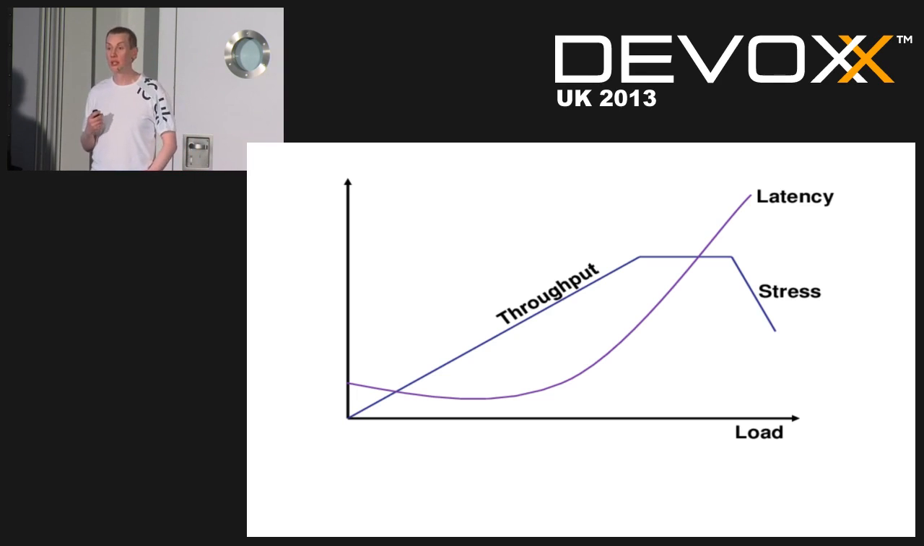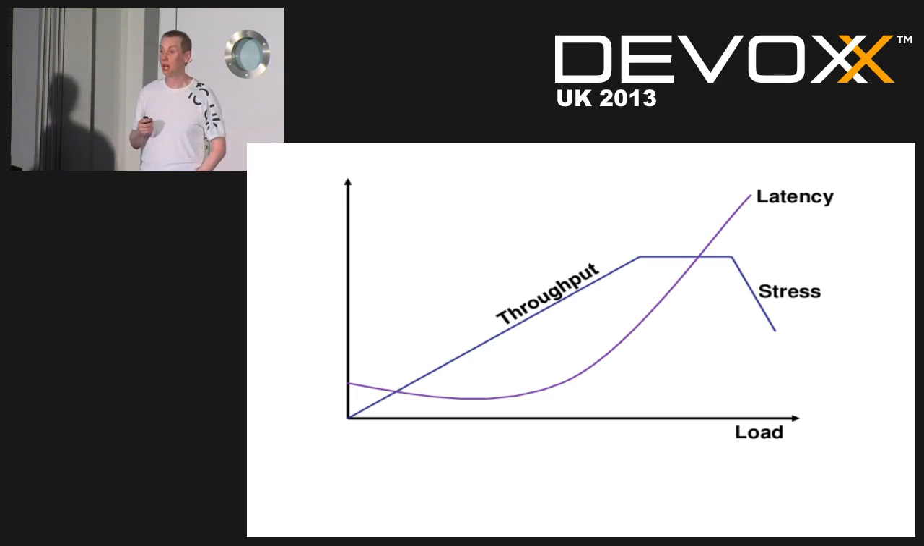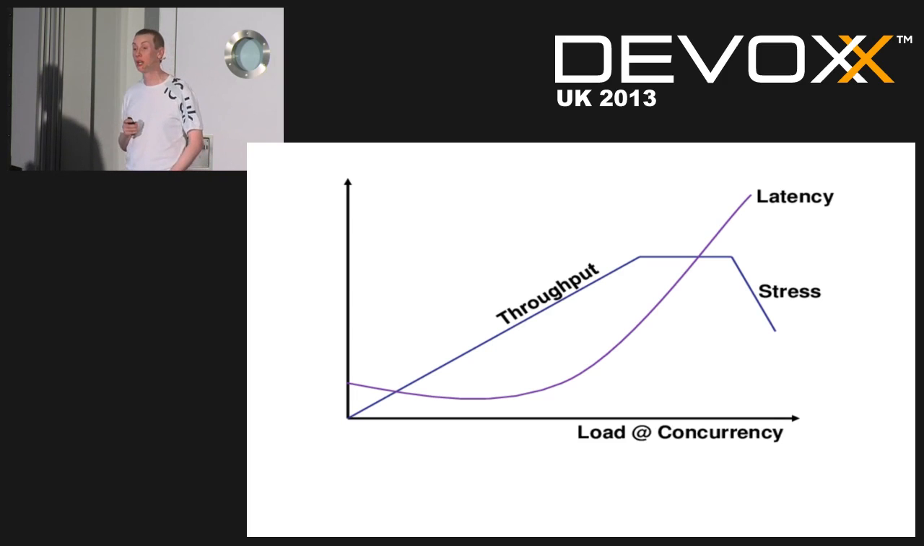I find it's really interesting to know how a system behaves at the point of collapse, because it can tell you an awful lot about how it's actually structured. An ideal system would just continue on a flat line. Very few systems actually achieve that. We also want to look at load at a given level of concurrency.